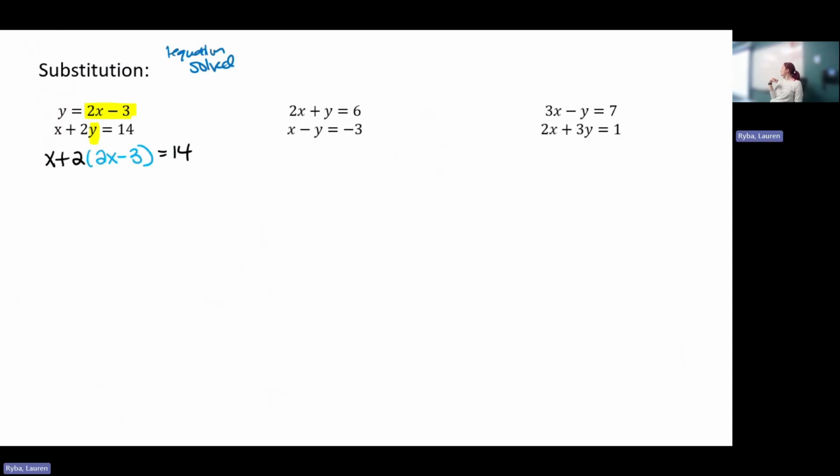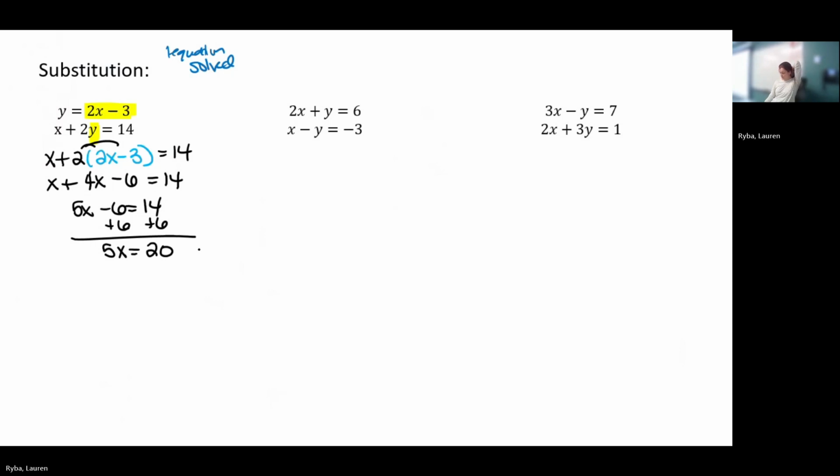And then from here, we are just solving like we solved last week. So I have to distribute the 2 into both pieces. X plus 4x minus 6 equals 14. X plus 4x is 5x minus 6 equals 14. I can then add 6 to both sides. I get 5x equals 20. When I divide by 5, x equals 4.